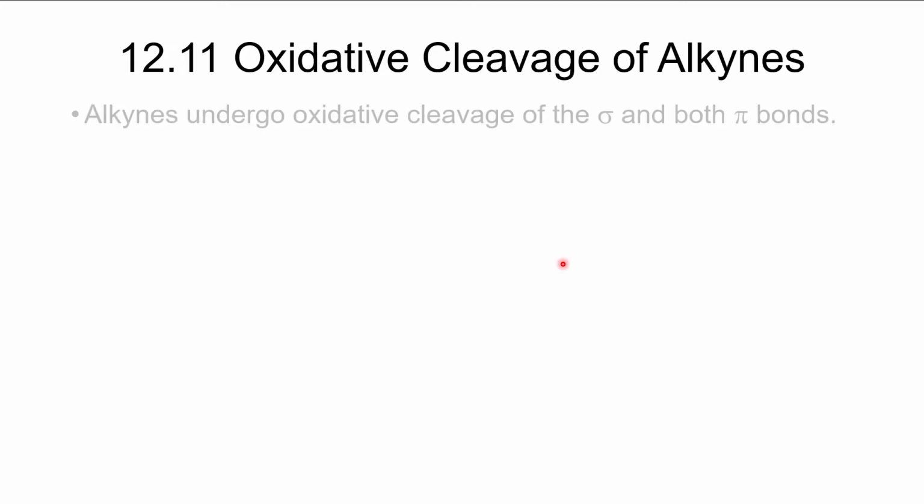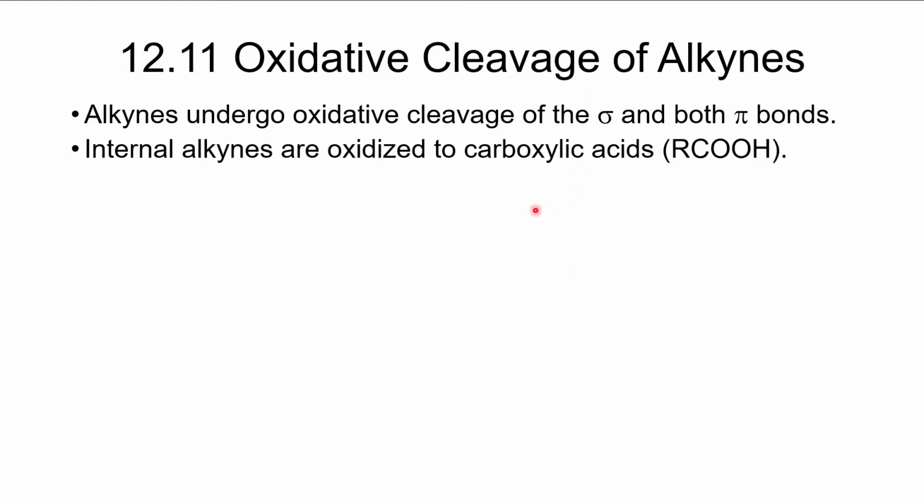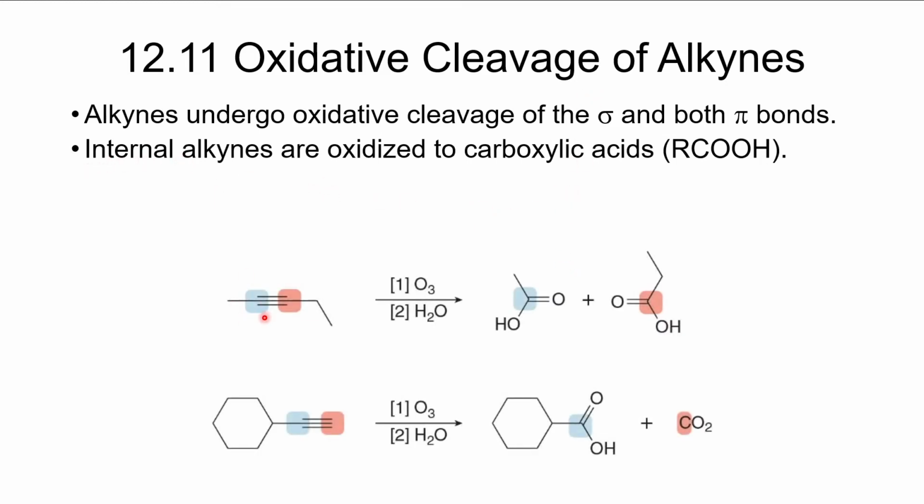All right, so now we want to look at oxidative cleavage of alkynes. They also will undergo ozonolysis, but in this case, it's going to break not only a sigma and a pi bond, it'll break the other pi bond as well. We'll find that if we have internal alkynes, the internal alkynes are converted into carboxylic acids. So here we'll get a carboxylic acid. You'll notice with this that we just have to add water as a second step. We don't need the zinc or the dimethyl sulfide. So this one is a little bit easier to do.